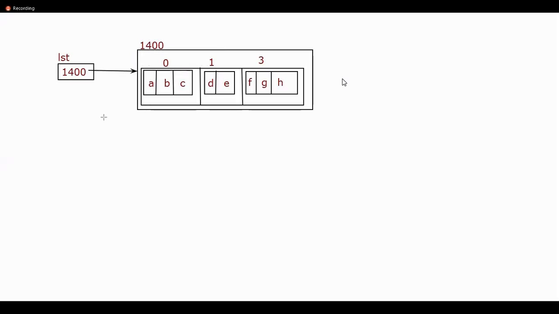Any confusion? We have just given the index values for the outermost list, but the contents of the outermost list again happen to be lists. That means even those lists will again have indexes, both forward indexes as well as reverse indexes. So this is how a nested list can be represented in a very simple manner from the memory perspective. Any confusion so far?